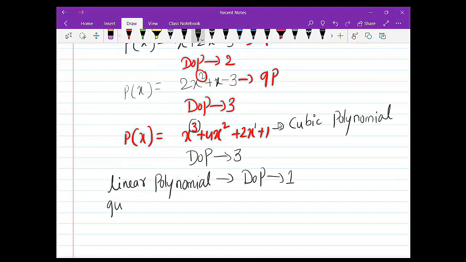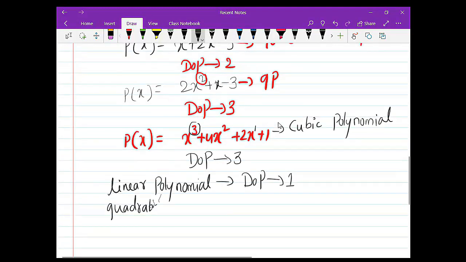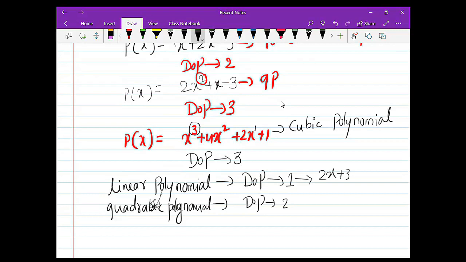So the next one is a quadratic polynomial. Why do we call it a quadratic polynomial? Because the degree of the polynomial is 2. See examples also here: 2x plus 3. Okay, 4x squared plus 2x plus 1.